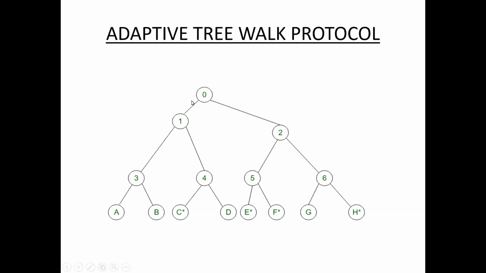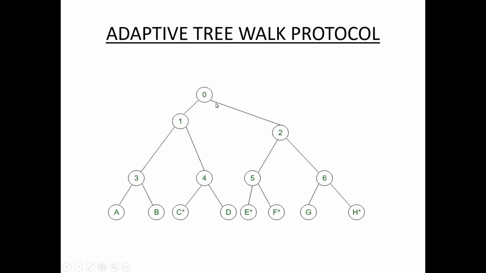See here. Suppose C*, E*, F*, H*. The stations C, E, F, H are to transmit the data. Four stations are trying to occupy the single channel. Then we first determine which station occupies the channel.